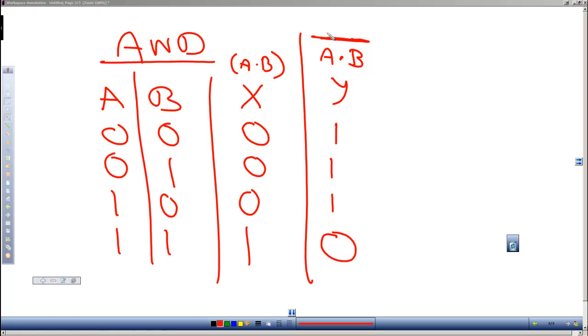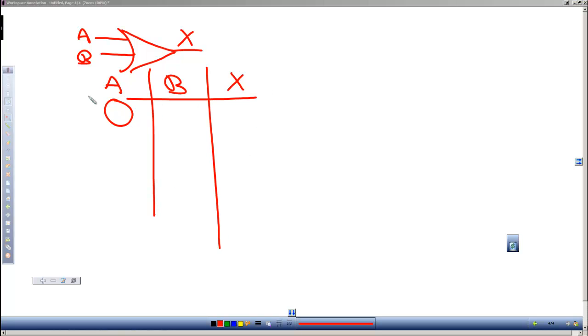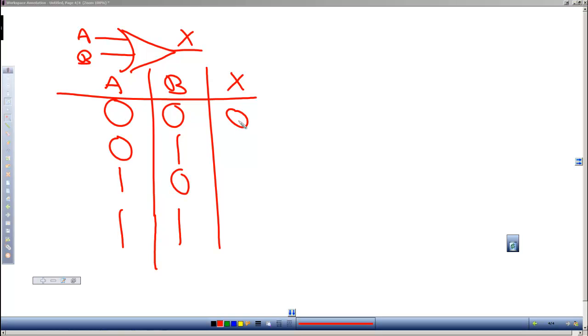Okay, we can do that with an OR as well. So if we had a regular OR gate, with A, B inputs, and X for an output, the OR gate, remember, if both inputs are 0, the output's 0. But if either input is a 1, the output is 1.